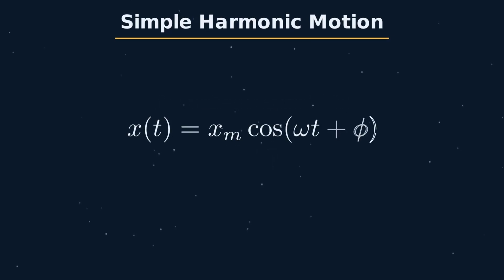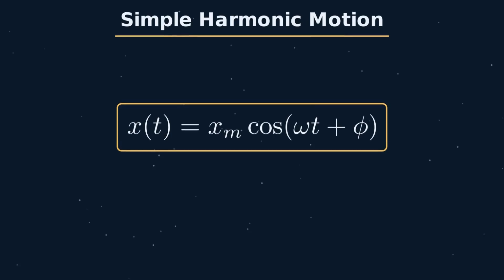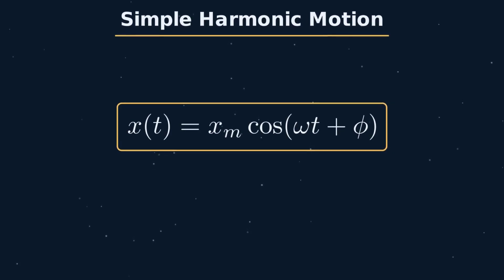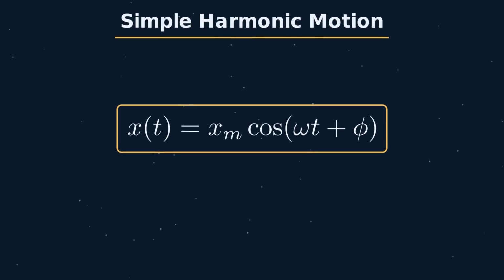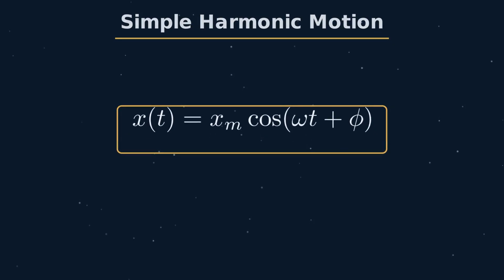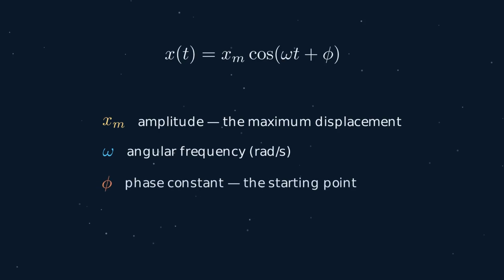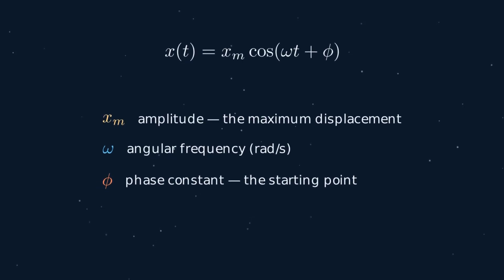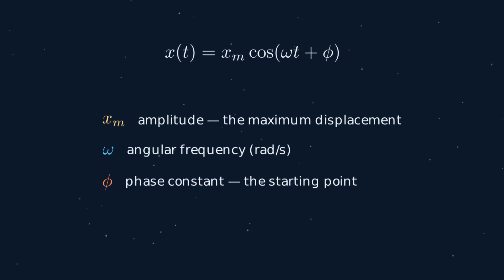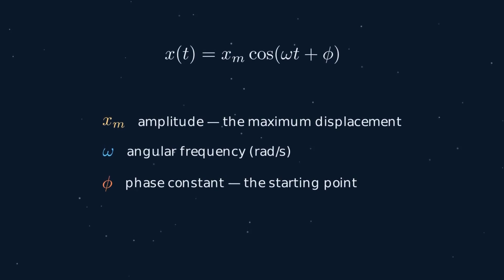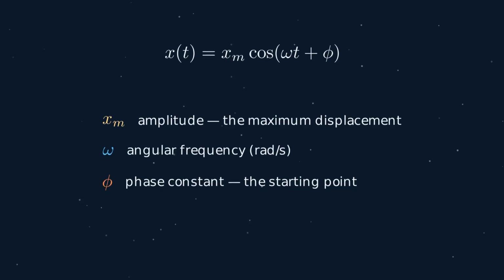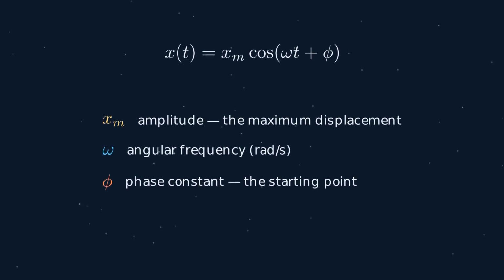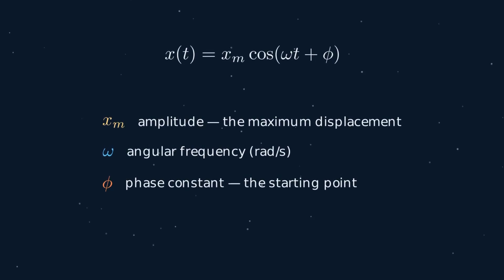The simplest and most important oscillation of all is one where the displacement traces a perfect cosine curve in time. We write it like this. Three quantities carry all the meaning. x_m is the amplitude, the farthest the object ever gets from the center. Omega is the angular frequency, the speed of the cycling. And phi, the phase constant, just fixes where in the cycle our clock starts.